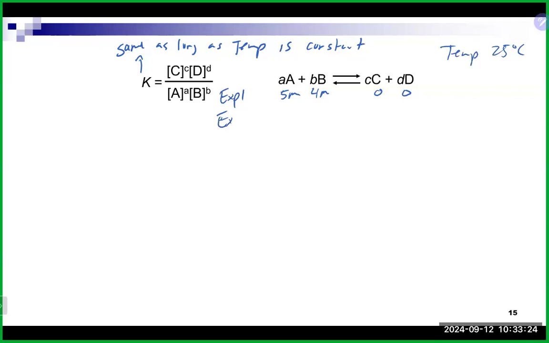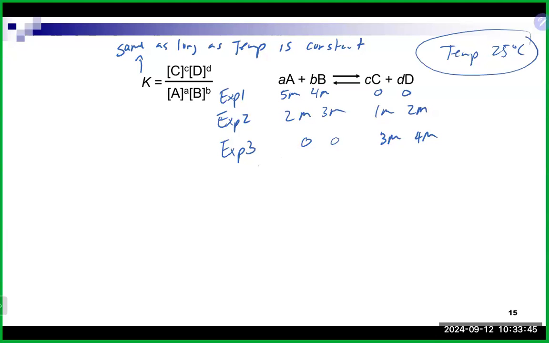In experiment 2, I decided, hey, let's do like 2 molar this guy or that guy. And in experiment 3, I decided, let's just start with like 3 molar this guy and 4 molar this guy. When I let these reactions all go, and again, the temperature in all 3 of these are going to stay at 25 degrees. If I let all 3 of these reactions go to equilibrium, will my K value be the same for all of them?